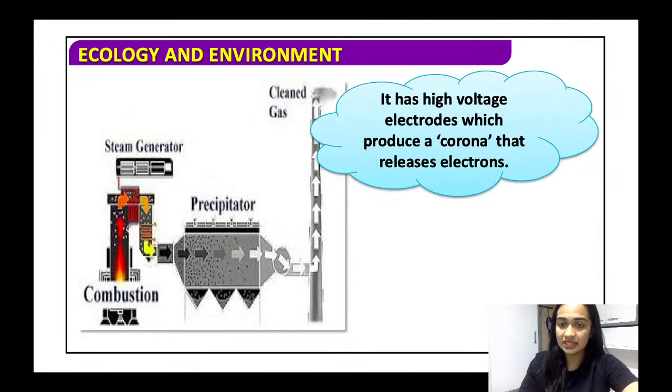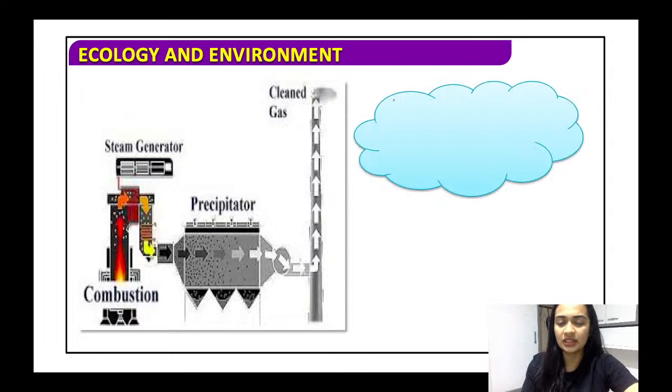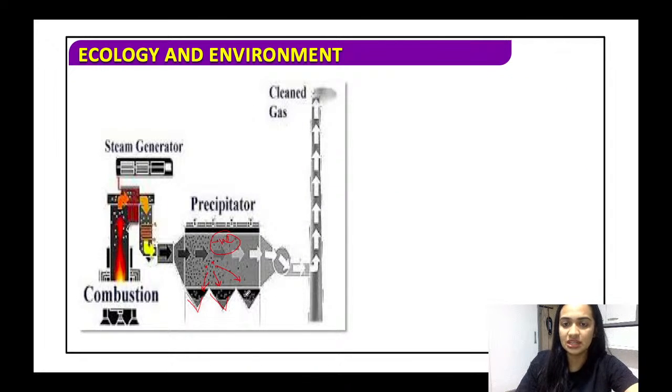How does it basically function? It has high voltage electrodes, and it produces a corona that releases all the electrons. Okay? So now these electrons attach to dust particles, making them negatively charged. So now these dust particles are all negatively charged, and they are attracted by charged plates. The collecting plates will have an opposite charge, so all these dust particles are attracted here and basically get collected so that we cannot eliminate it out.